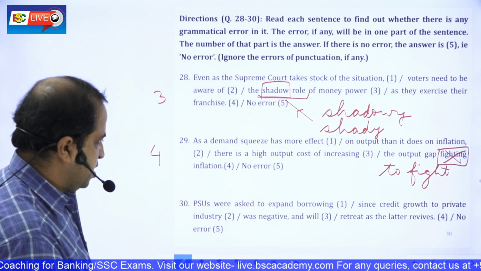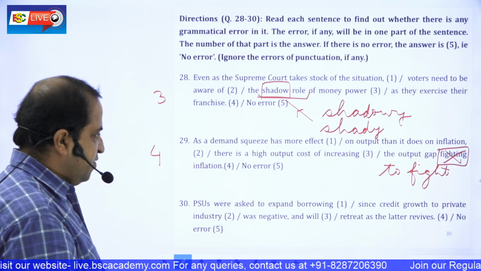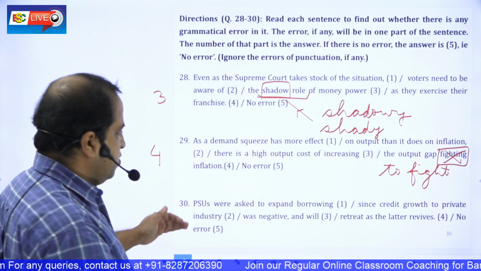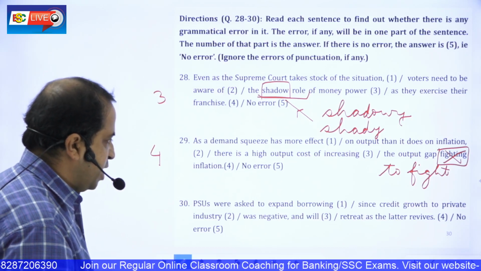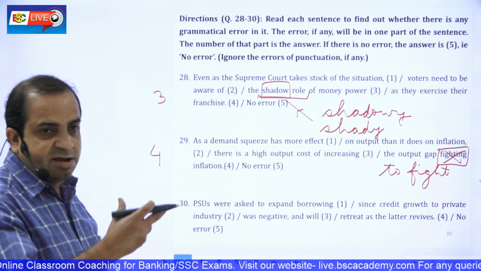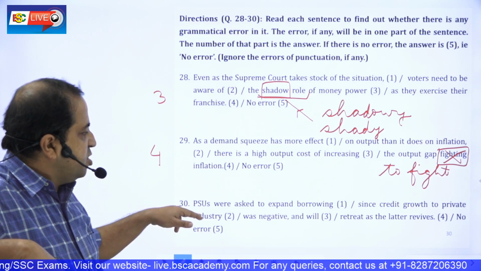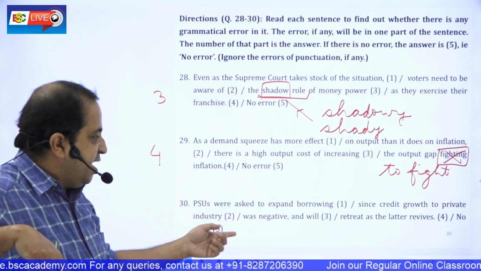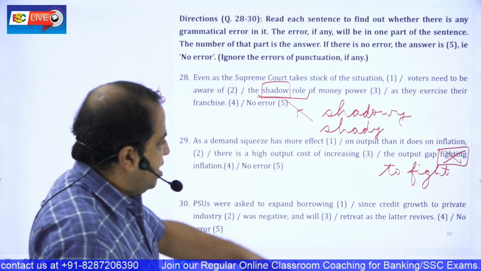PSUs were asked to expand borrowing since credit growth to private industry was negative and will retreat as the latter revives. PSU से कहा गया to borrowing को expand कीजिए. Since credit growth to private industries was negative. Private industry credit ले नहीं रही है तो credit कहाँ बढ़ेगा? PSU में, public sector units में. So PSUs were asked to expand borrowing since credit growth to private industry was negative and will retreat. Now PSUs will retreat as the latter revives.